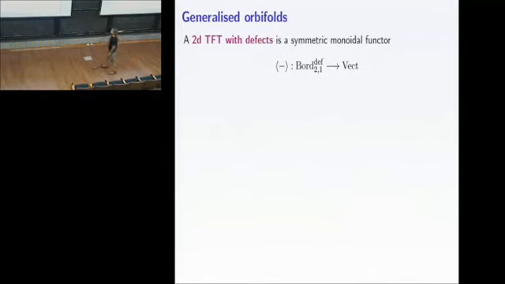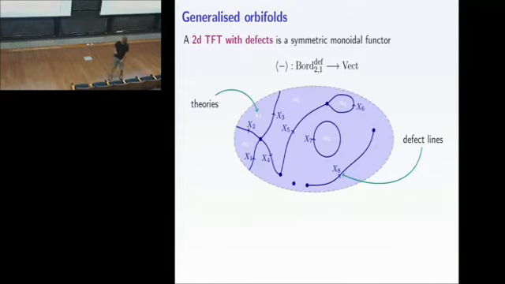But before we get there, let's start with 2D TFTs with defects. These are functors from Bordisms to vector spaces whose purpose in life is to compute correlators. So more specifically, these Bordisms come with an orientation and with a choice of one-dimensional submanifolds inside of them that are labeled and oriented as well. And also the faces of the two-dimensional Bordisms are labeled by some set of labels, which I call theories. And also the one-dimensional submanifolds are labeled by another set that I call defect lines.